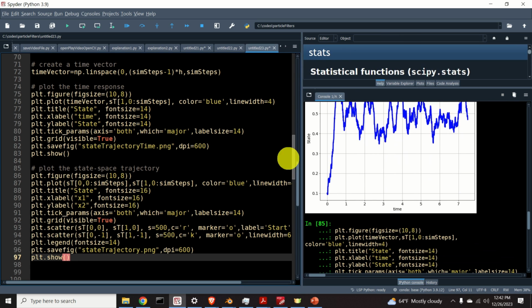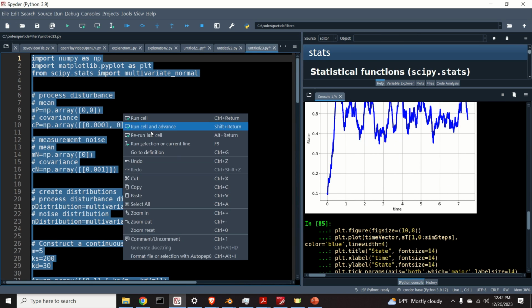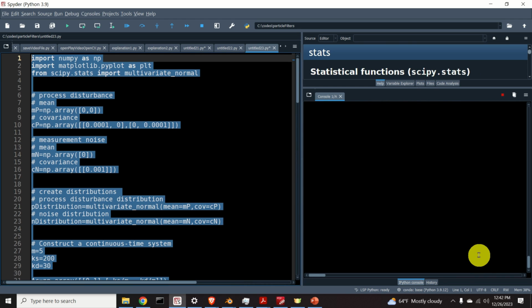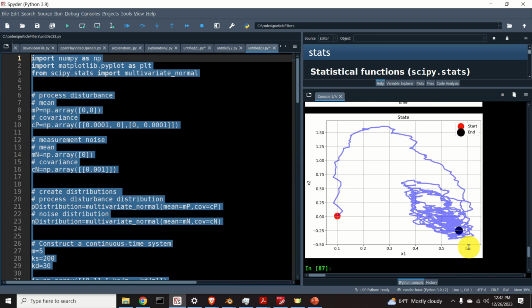So let's look into our simulated state space trajectory. Here it is. Looks very nice. Here's the starting point, and here's the end point. And we can clearly observe the stochastic nature of our state space trajectory. This stochastic nature is mainly due to the fact that the process disturbance is randomly affecting our dynamics.